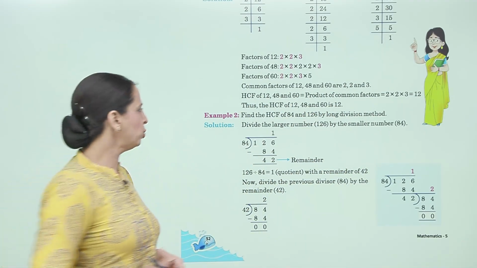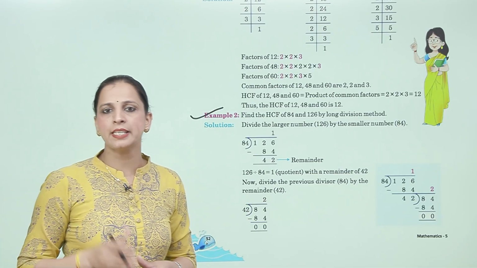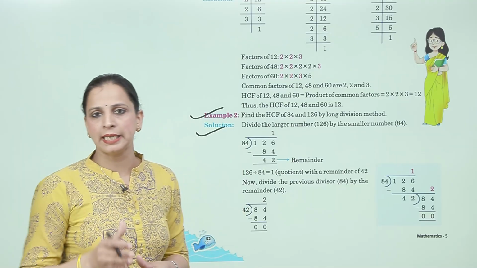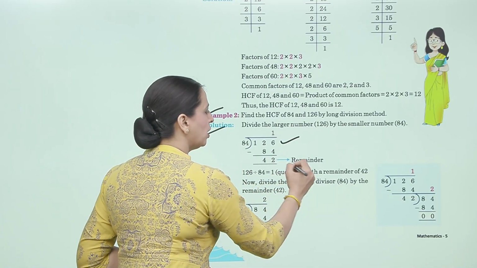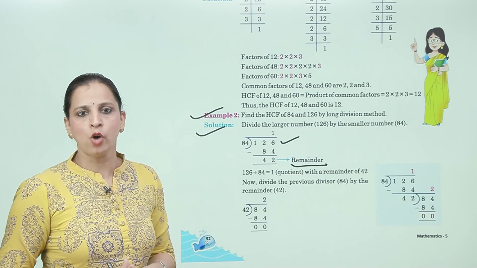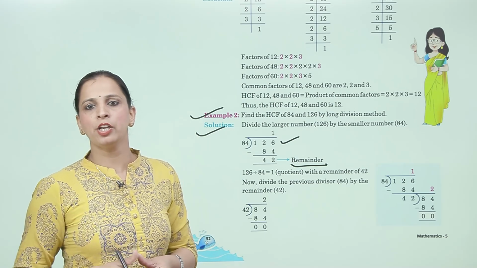Now example 2. Find the HCF of 84 and 126 by long division method. Solution. Divide the larger number, that is 126, by the smaller number. 126 is divided by 84. So we get 42 as a remainder. 1 is the quotient with the remainder of 42.